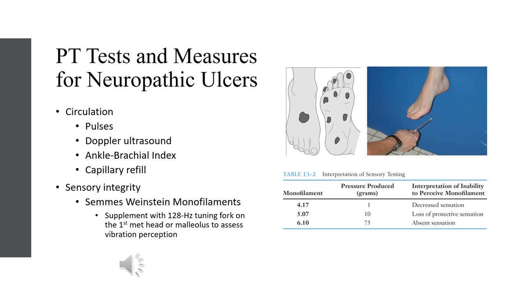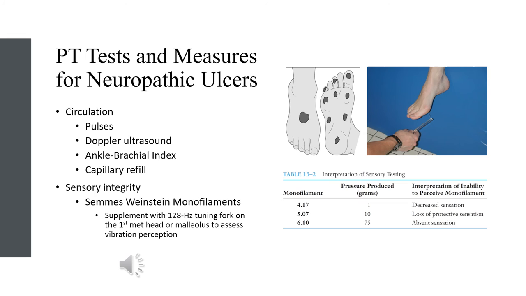So what are some PT tests and measures for neuropathic ulcers? Definitely, we talked about the impact of circulation on these patients. So you want to look at pulses. You may utilize a Doppler ultrasound. You'll want to be familiar with and able to practice an ABI in your clinic. And then you'll also want to look at the microvascular through the capillary refill.